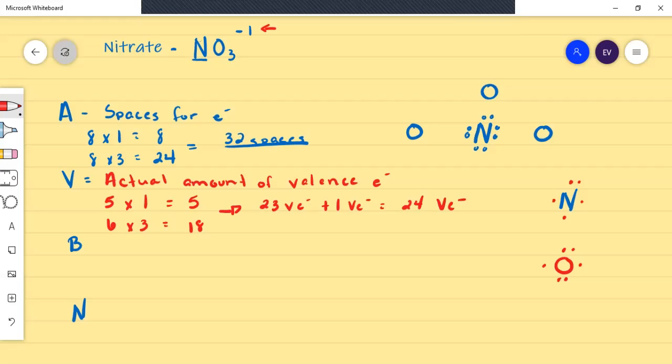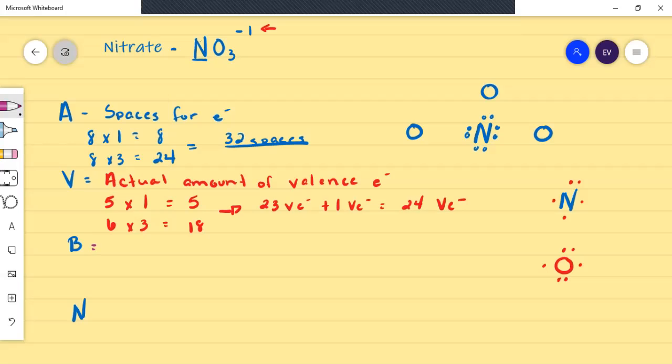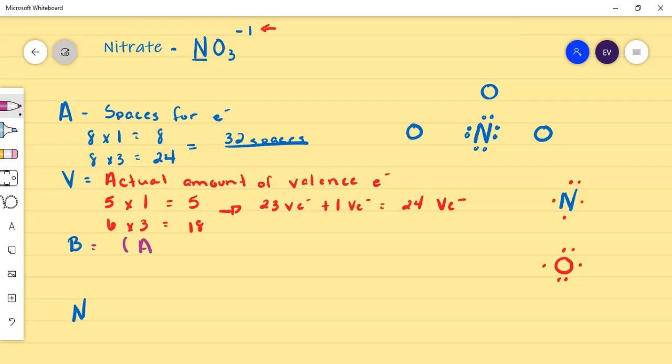We have our total for our spaces. So now what we've got to do is figure out our bonded electrons. So how do we do that? Well, it's a simple formula. To figure out your bonded electrons, you're going to take the amount of space available and subtract from that the amount of valence electrons. It's a simple formula, A minus V. So let's go ahead and take that.